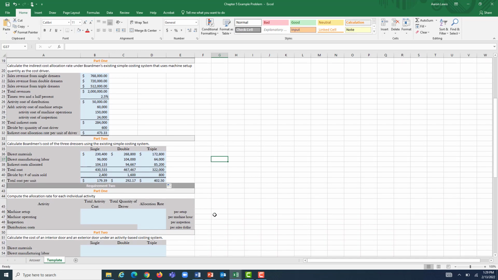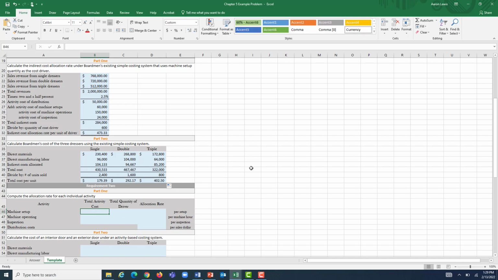So that is our simple system. Under that system, we came up with those costs. And what we want to know by switching to an ABC system where we have different pools with different drivers, is it going to change the perceived cost that we're paying to make each of these respective models? So let's start with machine setups.